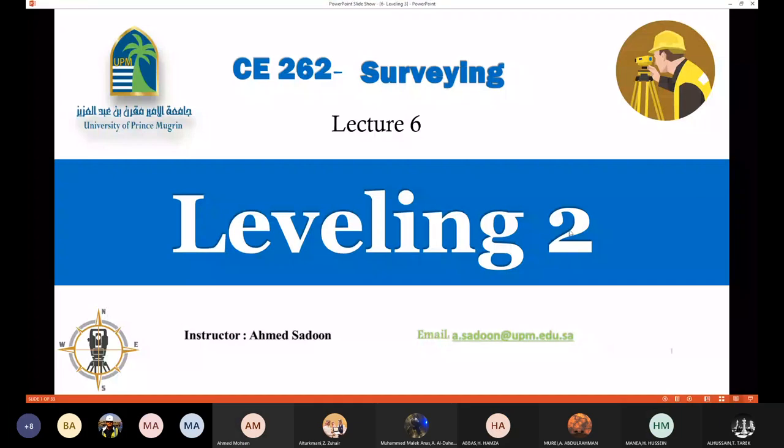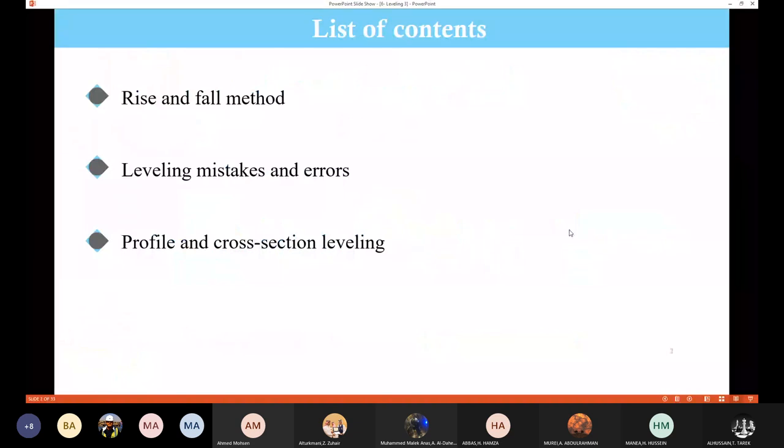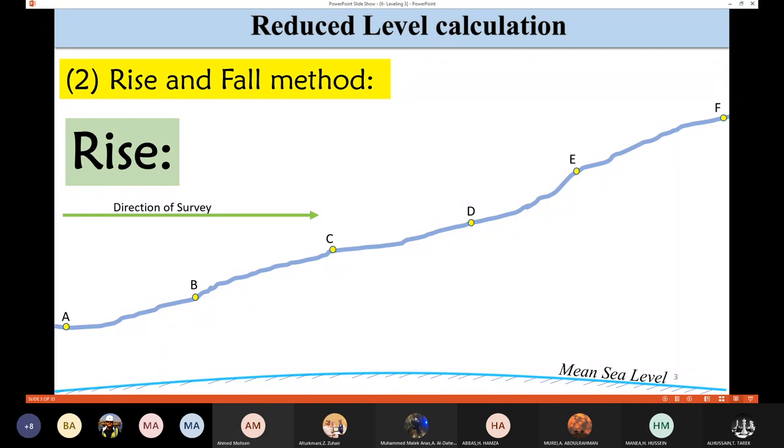So let's get started. In today's lecture, we are going to talk about the rise and fall method. And also we are going to talk about the leveling mistakes and errors and how to correct these errors. Finally, we are going to talk about one of the applications for the leveling process, which is the profile and the cross-section leveling.